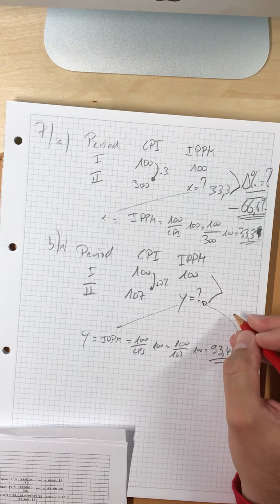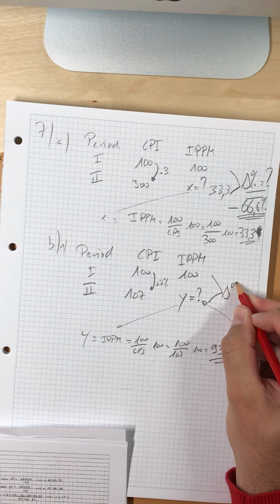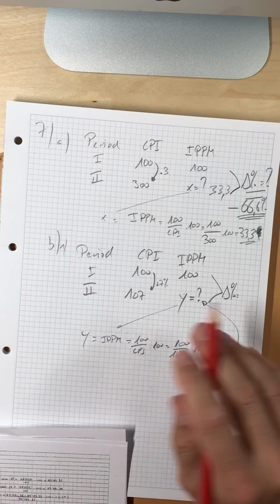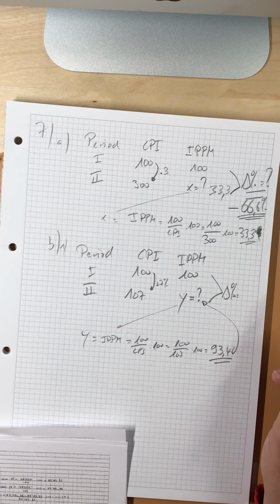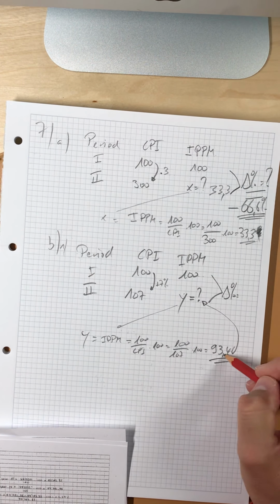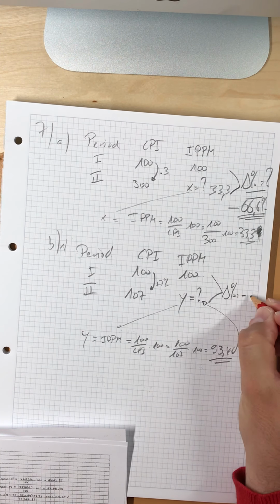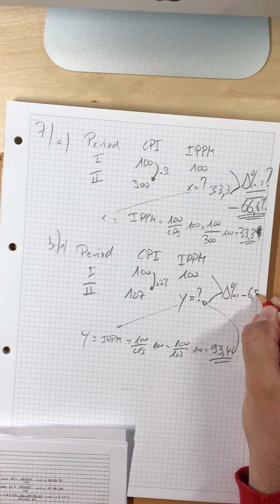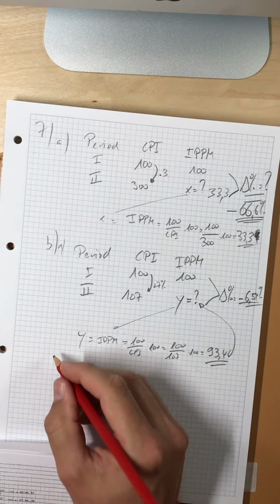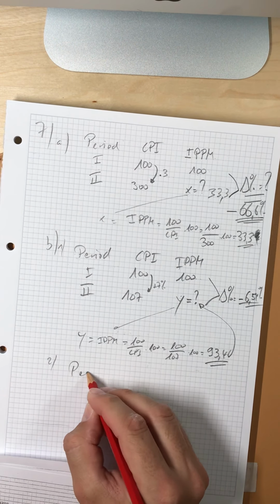93.46, and the question is the percentage change. Arrival minus departure over departure, times 100, you know this, or you just calculate the difference between 100 and 93, it's minus 6.54%, minus 6.5%.